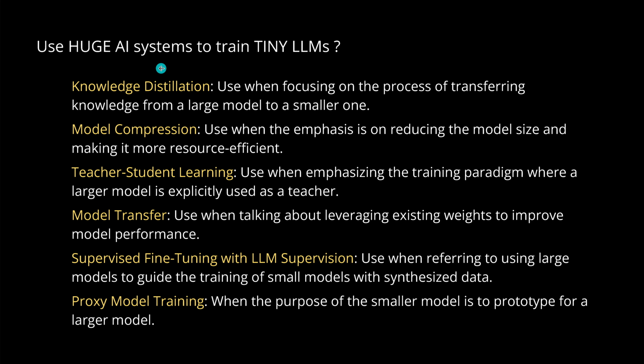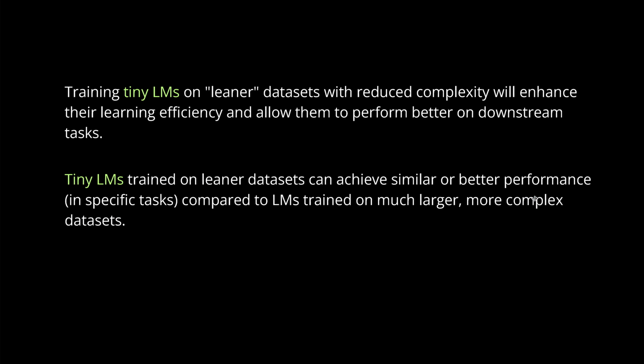Now, you might say, and I thought the same, okay, we just use a huge AI system, O1 or O3, to train our tiny LLMs. And given history, we have a lot of methodologies: knowledge distillation, model compression, teacher-student learning, model transfer. A really nice one is supervised fine-tuning with LLM supervision, or you just go with a proxy model training procedure. But interestingly, reading these new papers, I thought this is not the way forward.